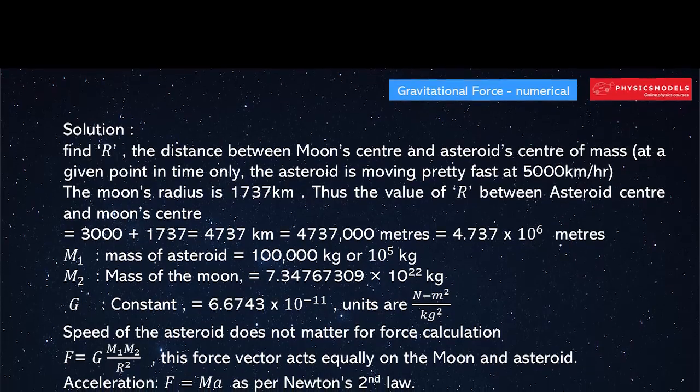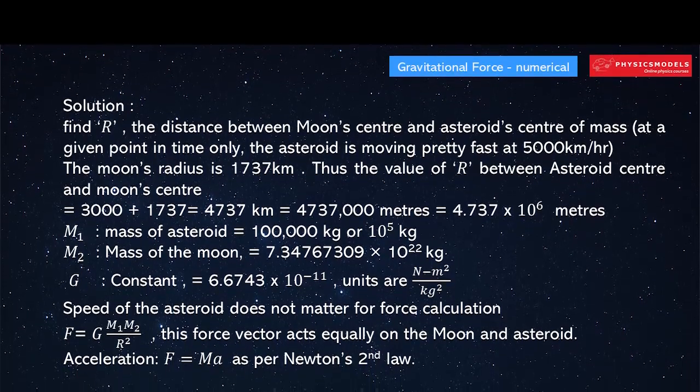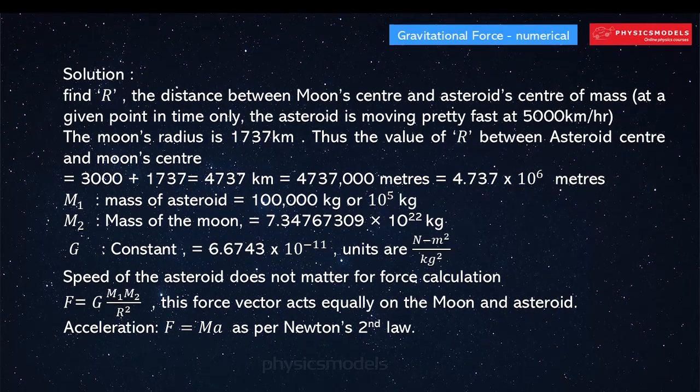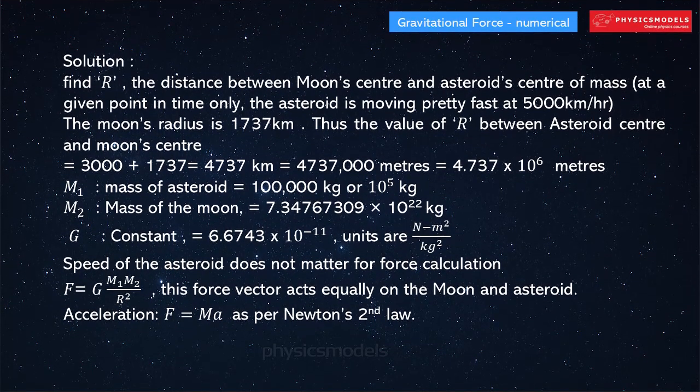The moon's gravitational attraction causes the asteroid to slightly change its trajectory to even closer to the moon. Speed of the asteroid doesn't matter at all. The Newton's equation only considers mass and distance at a given point in time.